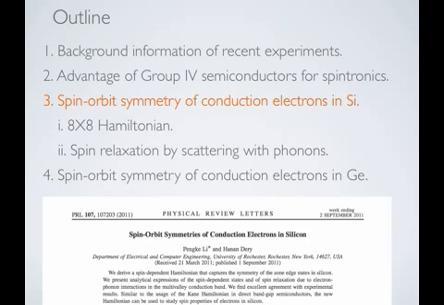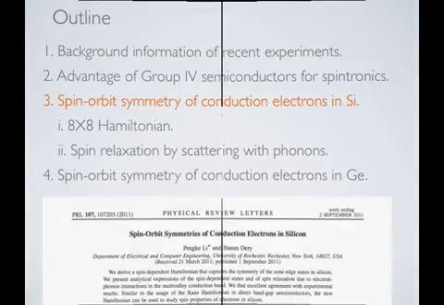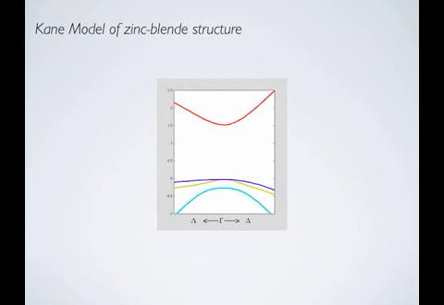Now, I will present our systematic study of spin-orbit interaction and spin-orbit symmetry of conduction electrons in silicon, recently published in PRL. I will first remind you of the widely used Kane model for band structures of zinc-blende semiconductors like gallium arsenide. Beyond band structure, this is also a powerful tool to analyze many electronic properties due to its simplicity and precision.